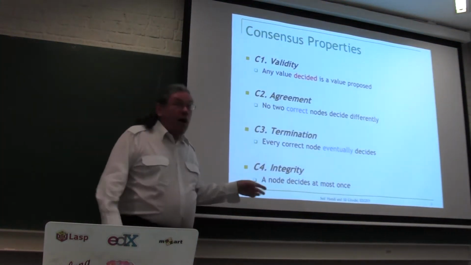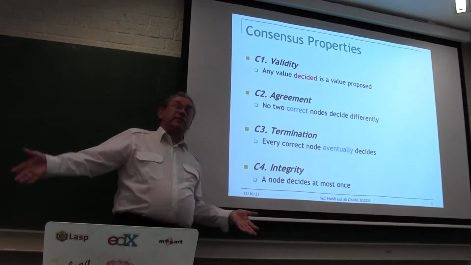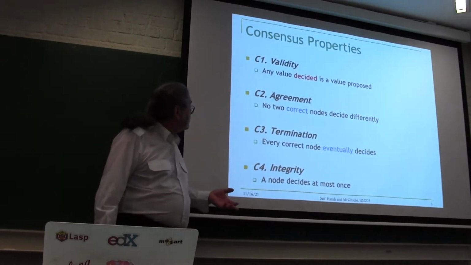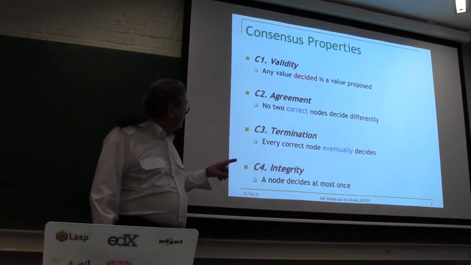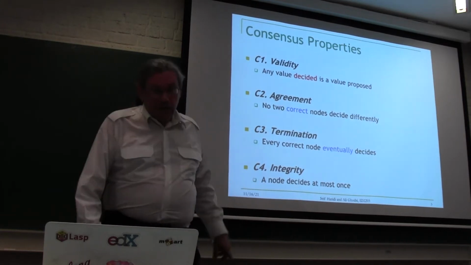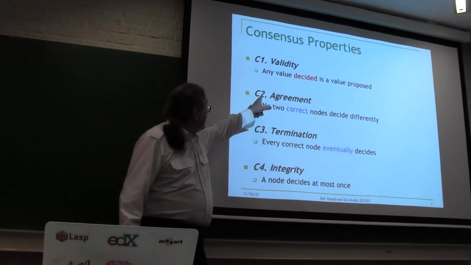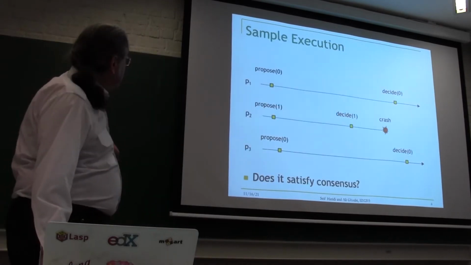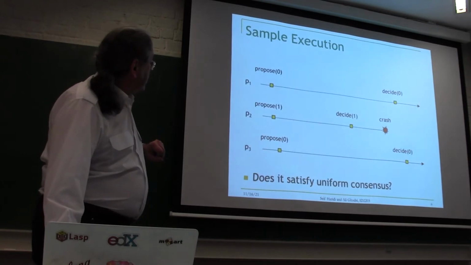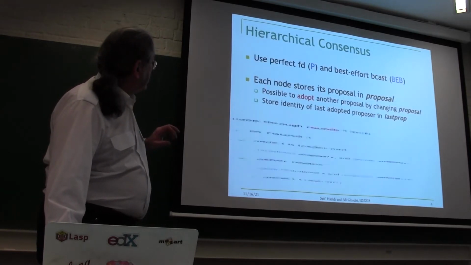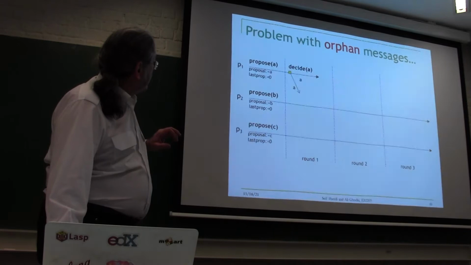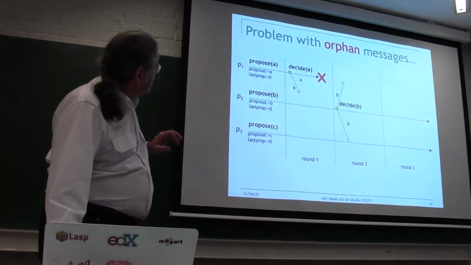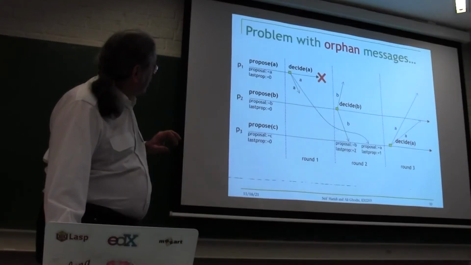Okay, so they all propose once and basically decide once. That's the regular consensus. And here we have agreement, but we can also have uniform agreement. Okay, so let me go quickly. This we saw last week. Let me go very quickly over the algorithm we saw last week.